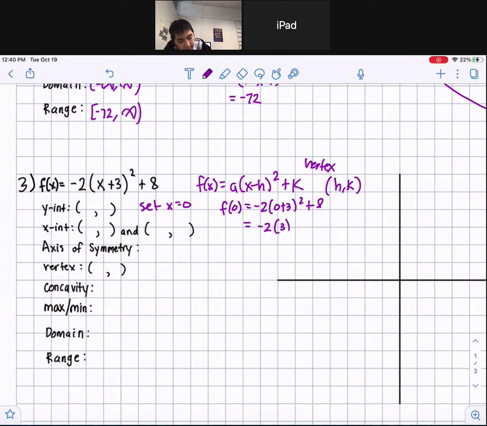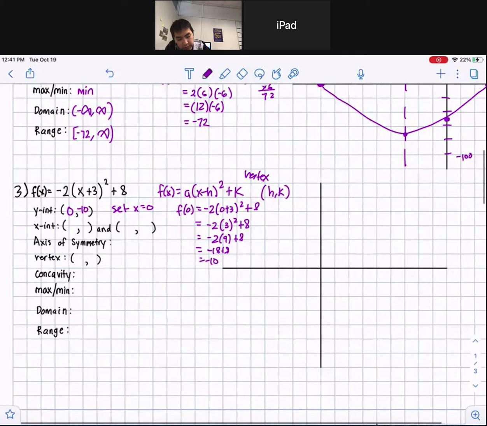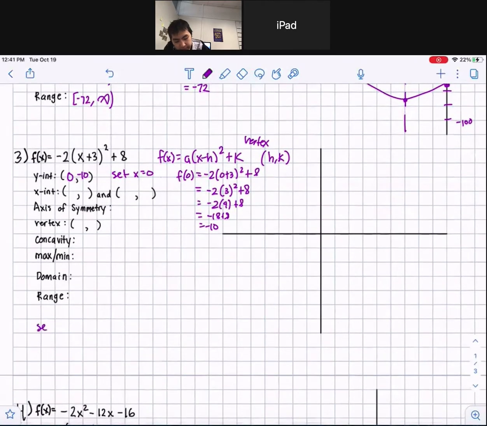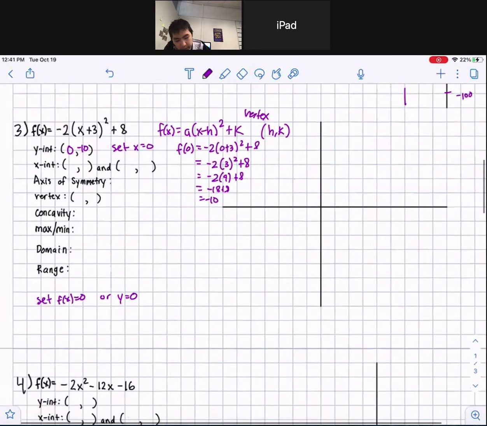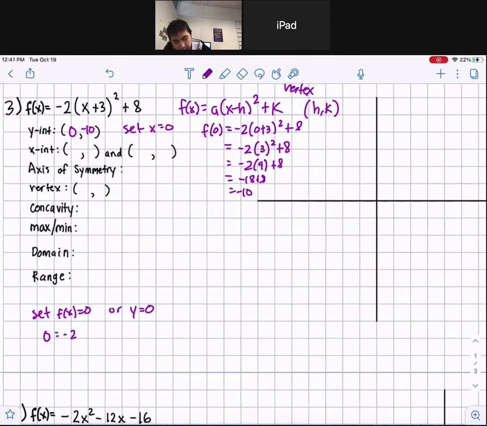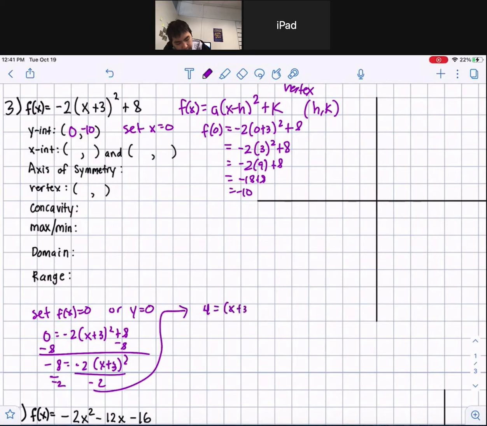0 plus 3, you guys, is 3 squared plus 8. 3 squared is 9. Negative 2 times 9, negative 18, plus 8, which is negative 10. So (0, -10). Now, to find your x-intercept, this is where you set your f of x equals 0 or your y equals 0. They're the same thing, right? So 0 equals -2 times (x plus 3) squared plus 8. Subtract 8 from both sides. Divide both sides by -2. 4 equals (x plus 3) squared.